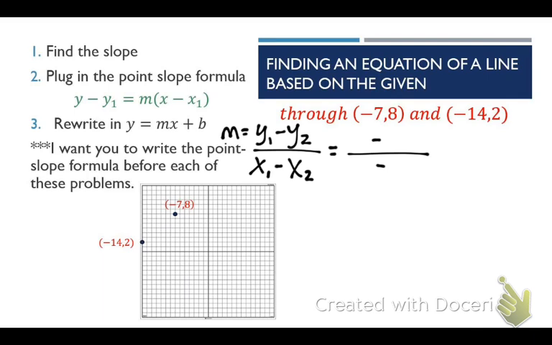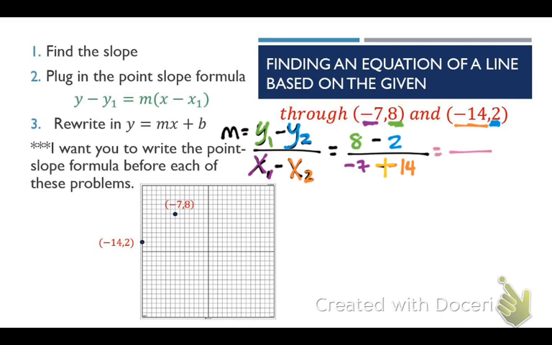So we're on this problem now. All right, so what's my first y? 8. All right, and then my second y? 2. My first x? Negative 7. And then my second x? Negative 14. Good. When I plug in that negative 14, what happens? Becomes a positive. Good.